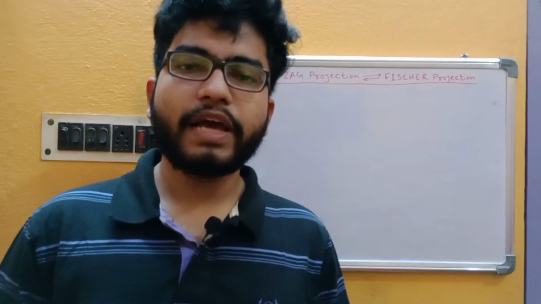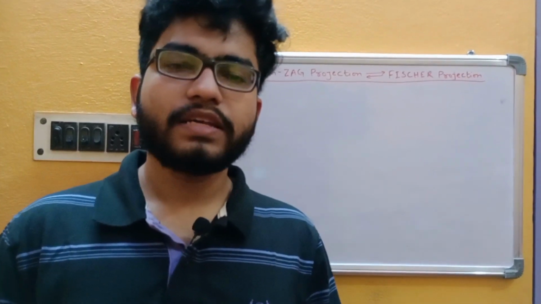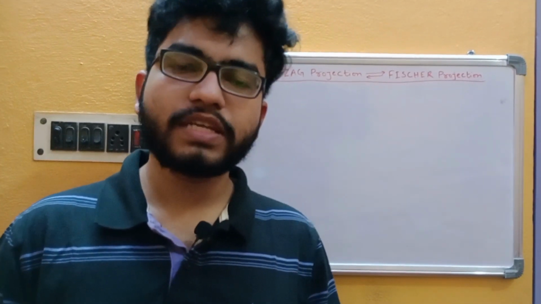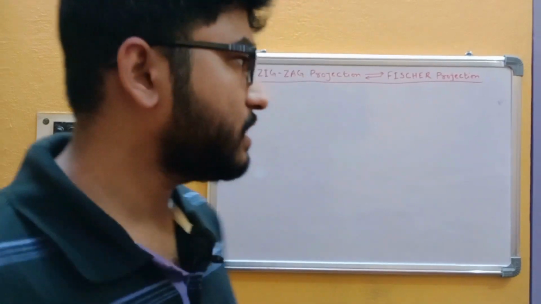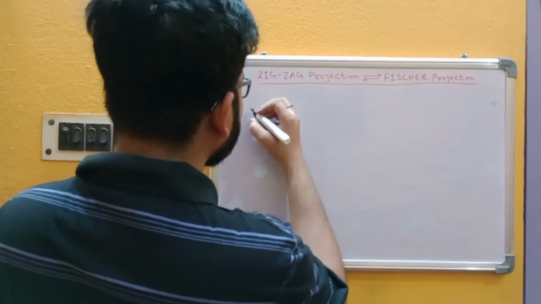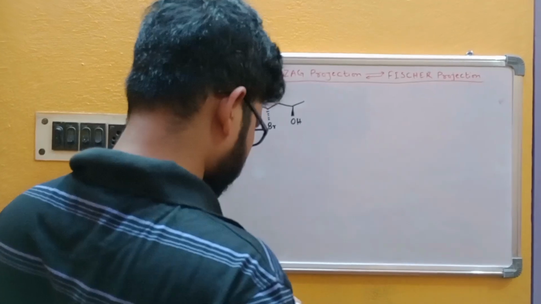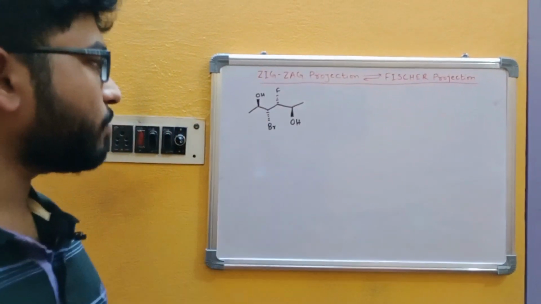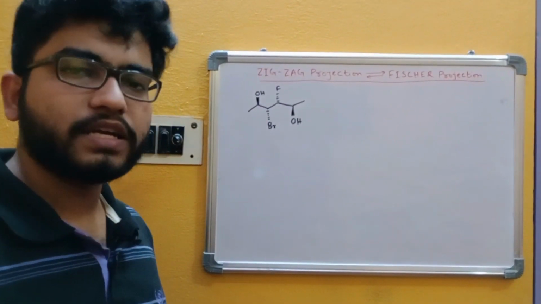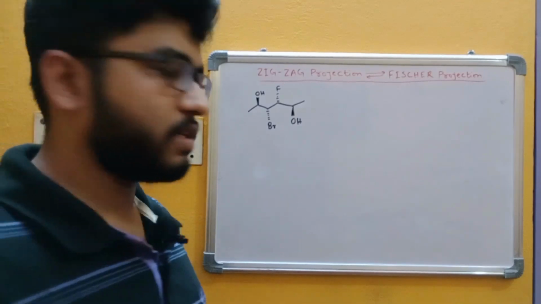In this video, we will discuss an easy trick by which you can easily convert the zigzag projection into Fischer projection and vice versa. So firstly, we have to know what is zigzag projection. Such type of representation or projection is termed as zigzag projection.